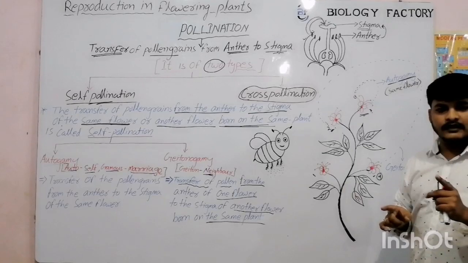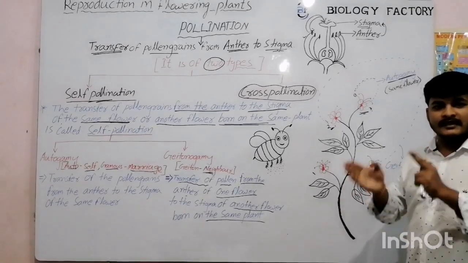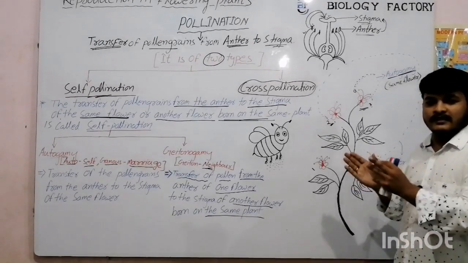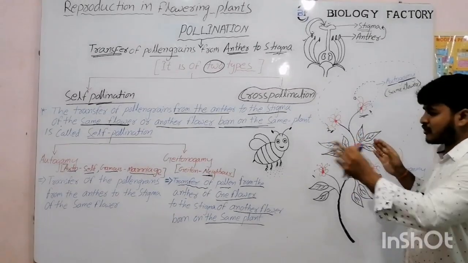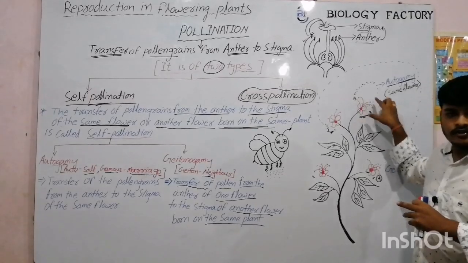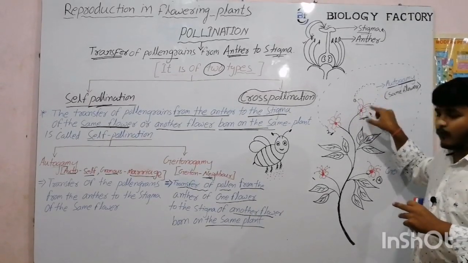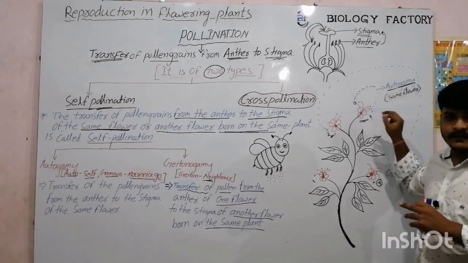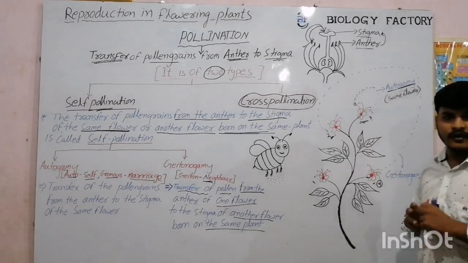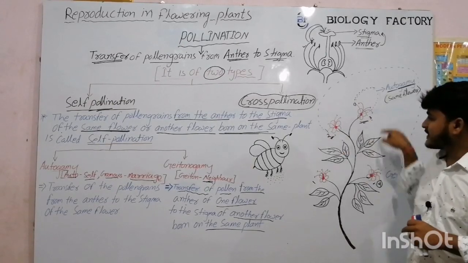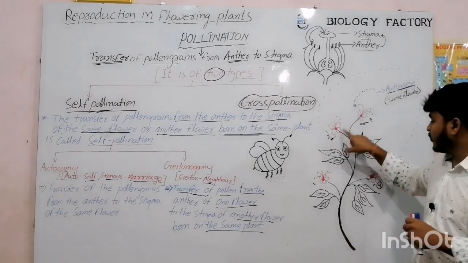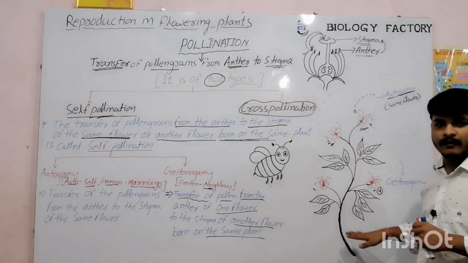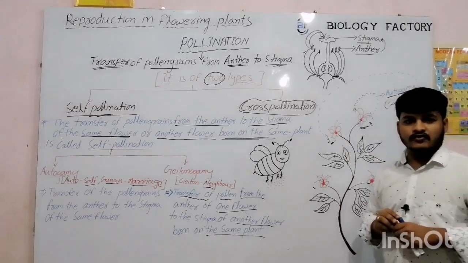Auto means self, that means the pollination takes place in a single flower. In autogamy we also studied that it must be a bisexual flower. That means both the male and female parts are present in a single flower, so it is known as a bisexual flower. And next, geitonogamy, that means the pollination takes place in a neighboring flower, but on a single plant, then it is known as geitonogamy.